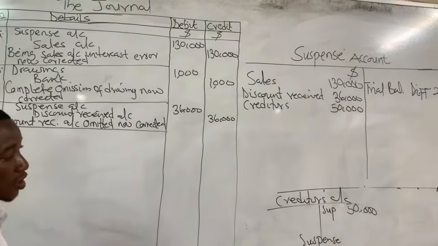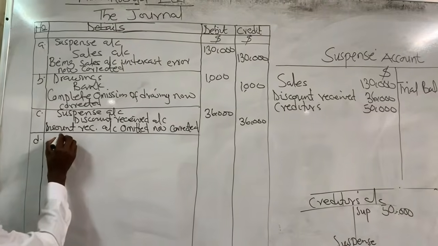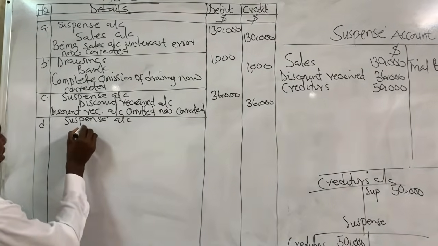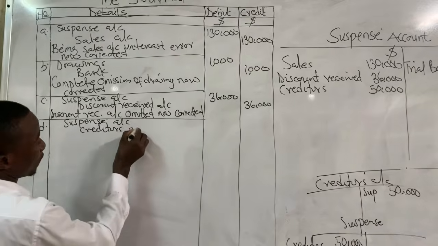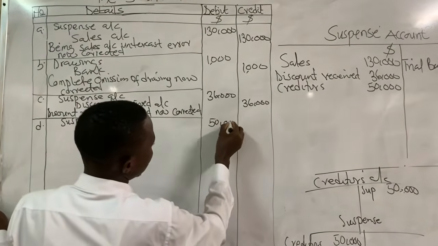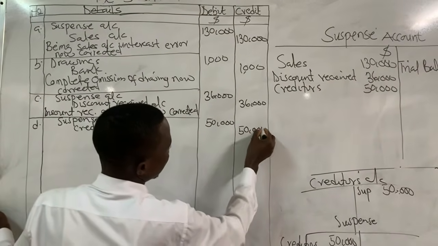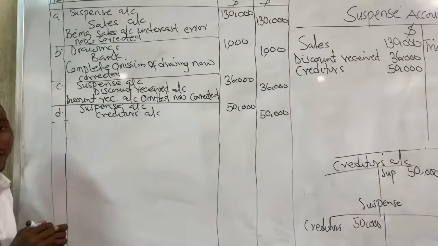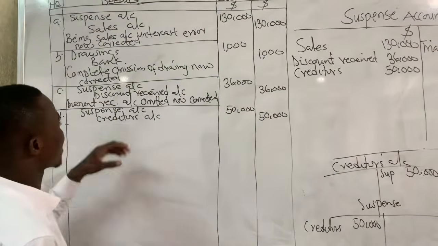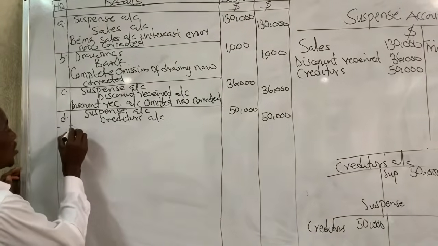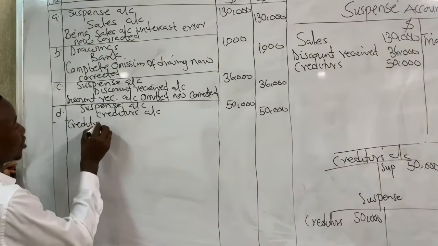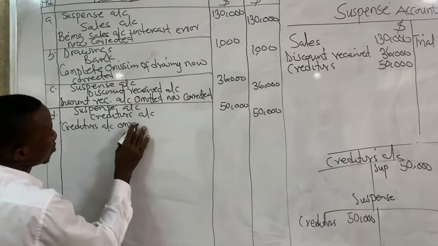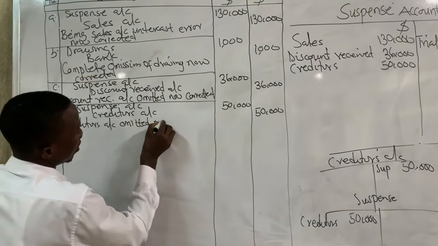Then we pass it through the journal. The suspense has a debit entry, so we come and write suspense. So that is suspense account. After that, we consider the creditor's account, and the amount is $50,000. After that, you underline. Now, let's actually do the narration first. So this is creditor's account not recorded. So that is creditor's account omitted. It is also an omission. Creditor's account omitted, now corrected.